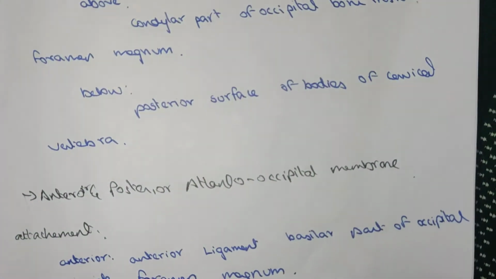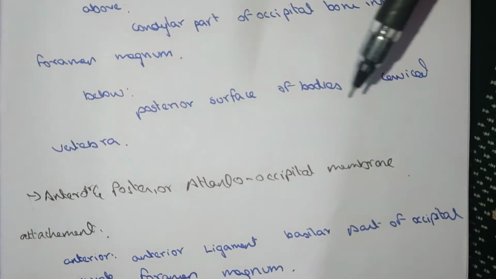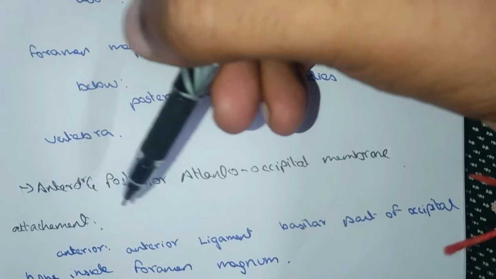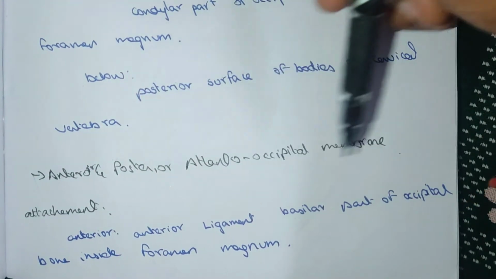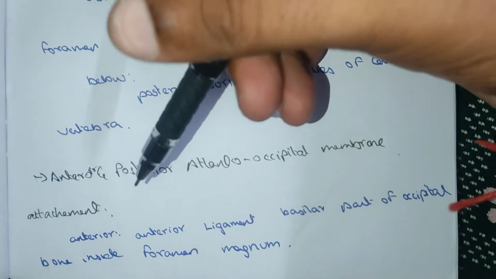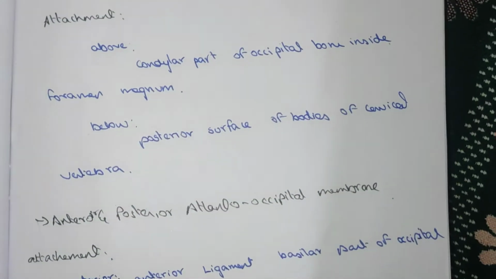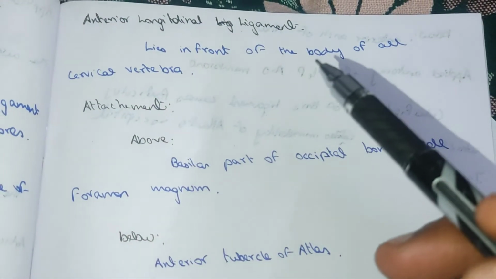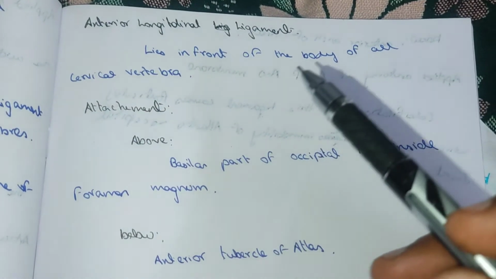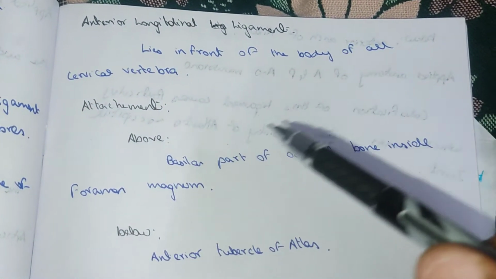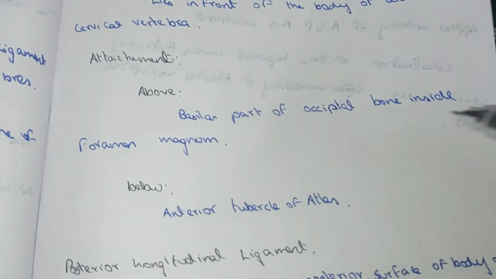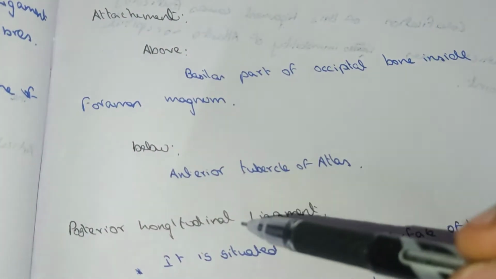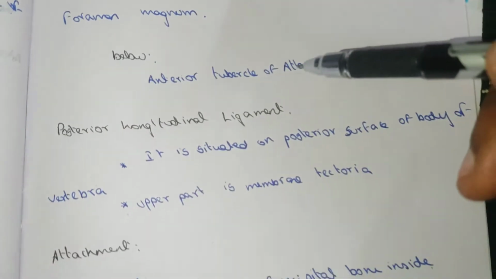Now we will see the anterior and posterior Atlanto-occipital membrane. Attachment: the anterior ligament is attached to the basilar part of the occipital bone inside the foramen magnum. Now you will see the anterior longitudinal ligament, which is attached in front of the bodies of the cervical vertebrae, and above it is attached to the occipital bone. Below it is from the anterior tubercle of atlas.